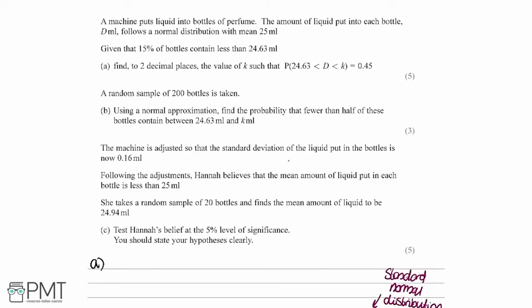Okay, so I'm going to start off by going through and writing down what we know. We know that the random variable D is normally distributed with mean 25 millilitres, but we don't know the standard deviation. Also, referring to this line here, we see the probability of D being less than 24.63 equals 0.15, because that's 15% as a decimal. So that's what we know so far. Before we can get on to the next bit, we need to work out what sigma is here, so work out what the standard deviation is, and then we can move on to the next part.